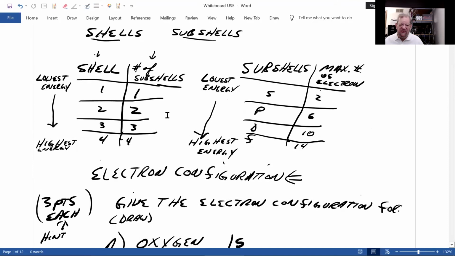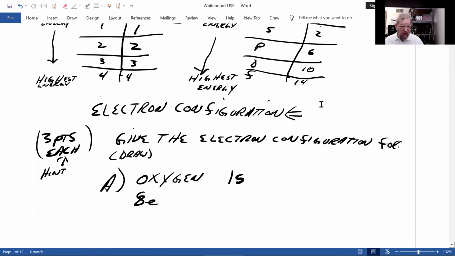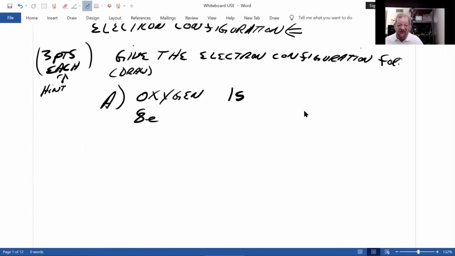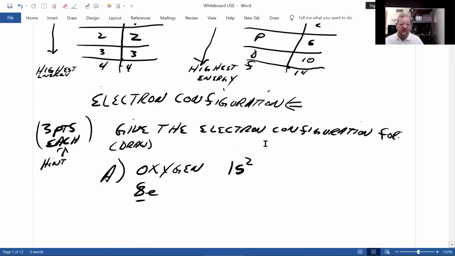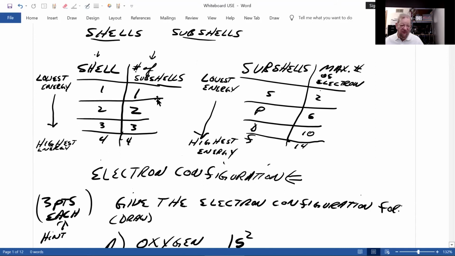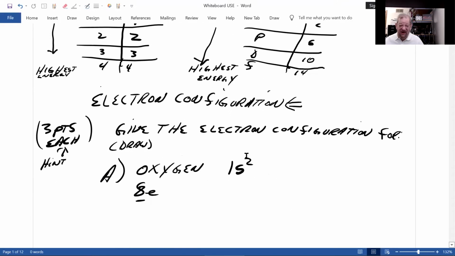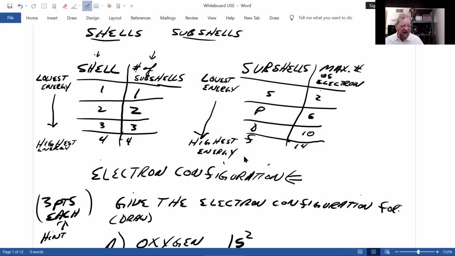How many electrons can we put in 1s? 2. You don't have to memorize this. Those charts will be given to you. Well, am I done? No, I have 2 electrons. I need to have 6 accounted for. Well, how many subshells does 1 have? 1. Well, I filled it up. So now I have to go to the next energy shell, and that's 2.